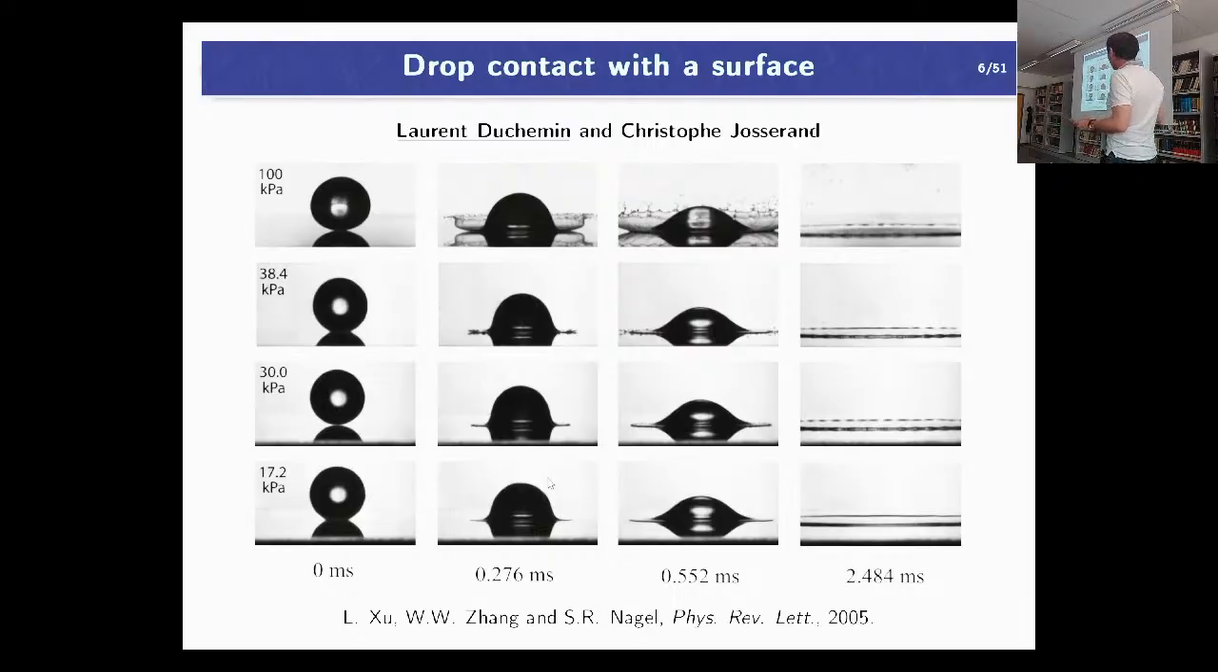I don't claim that I'm going to explain why it does this, because I don't think that anybody understands that. But I'm going to give some numerical clues about why we observe this behavior.